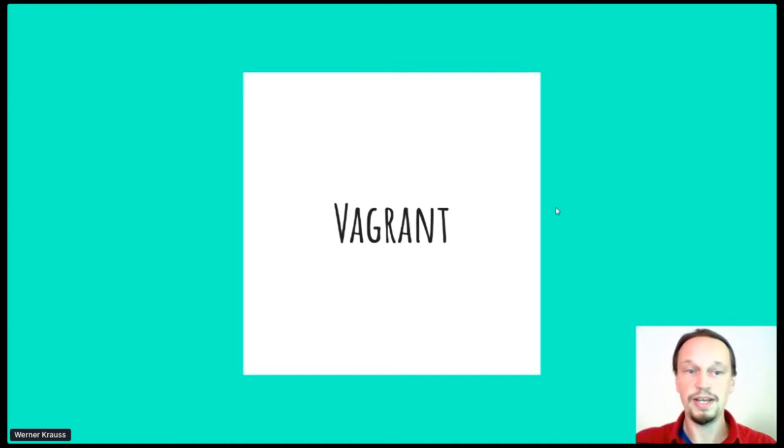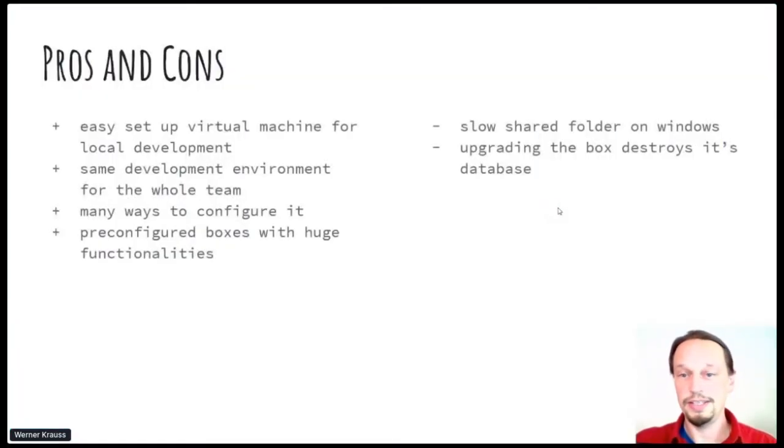So Vagrant. In case some of you don't know Vagrant, it's an easy tool. It's an abstraction layer for setting up virtual machines by a configuration file, and you can easily fire up pre-configured boxes and configure them for yourself. It's quite easy to set up for local development, and you can share your development environment with the whole team. So the whole team can work on the same virtual machine. And in the best case, it's pretty much the same setup as the server where your application will run later on.